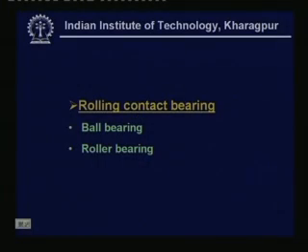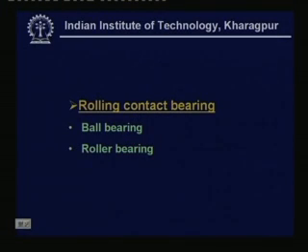Next, let us concentrate our idea on the rolling contact bearing, and these are of two kinds. One is called the ball bearing, another is called the roller bearing. Both kinds of bearings are in use, and where each will be used is very well defined in the design handbooks. We will have a brief review of the types of bearings that are normally used.